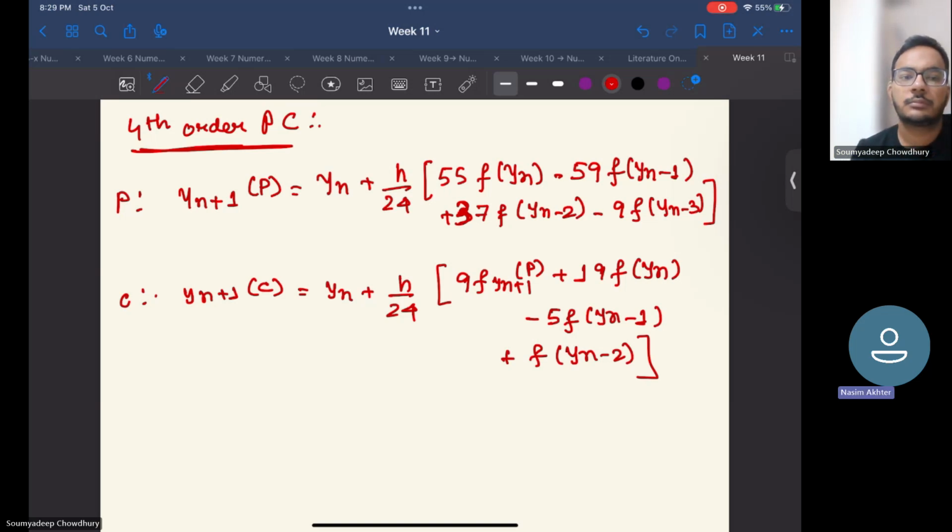What is y n minus 1 here? Means the n minus 1, n minus 2. Why, one second. I'll look into it once. I'll check and get back to you in the next class. Okay, sure.